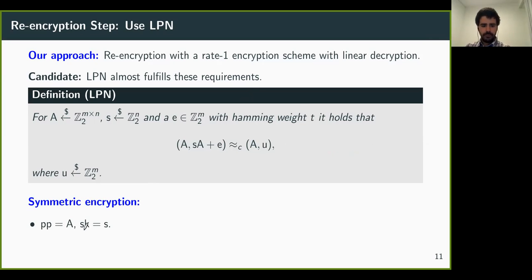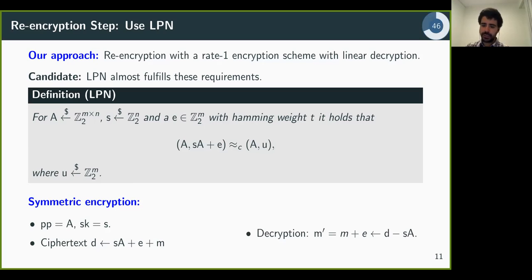If Alice and Bob share the secret S, we can very easily build a symmetric encryption scheme from this by setting a ciphertext of the message M to be S times A plus E plus the message, so an LPN sample plus the message. For decryption, we just remove the S times A part from the ciphertext and get a noisy version of the message. So we get M prime, which is M where some positions are flipped.